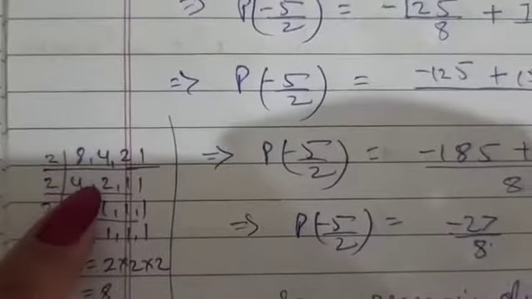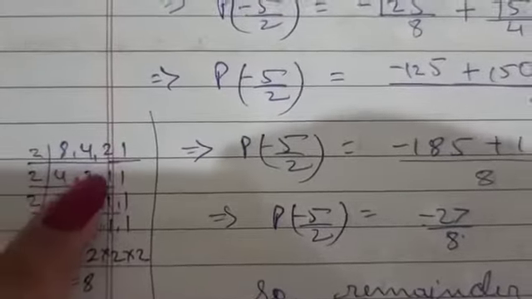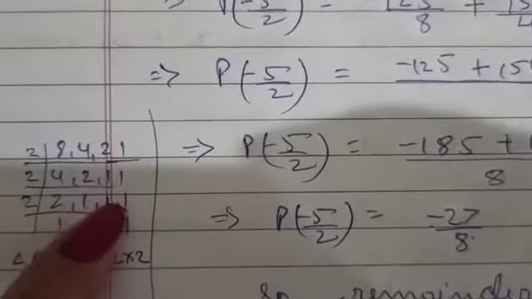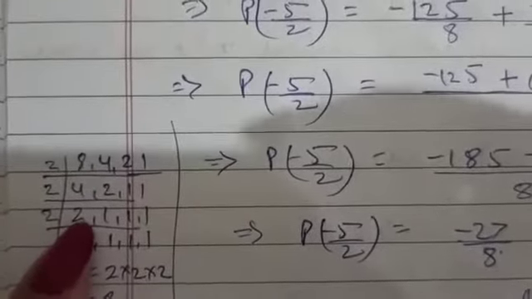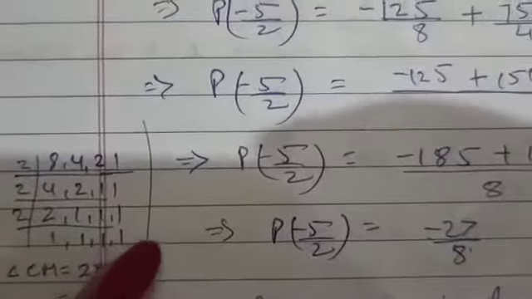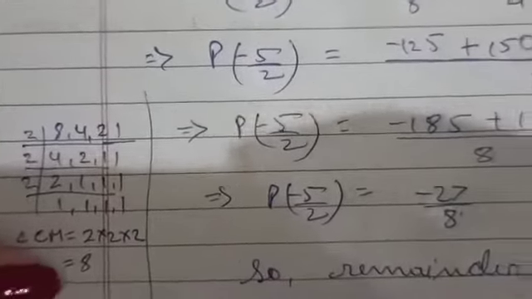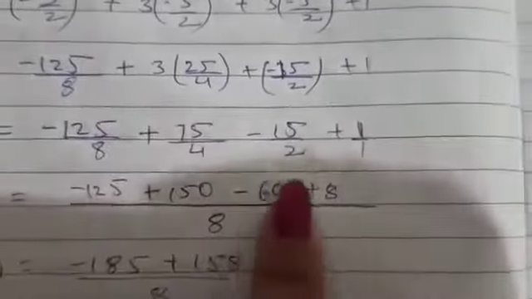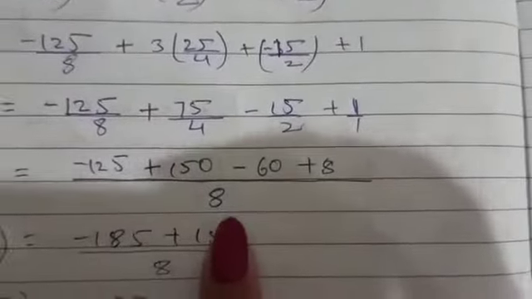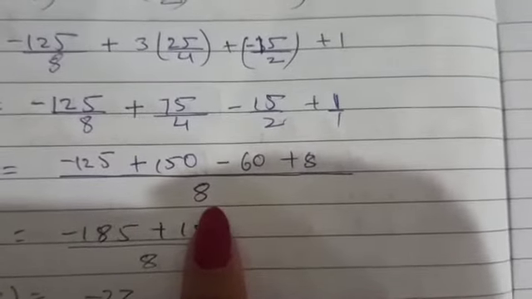So 4 divided by 2 is 2, 2 divided by 2 is 1, and 1 as it is. Now again this 2 is divisible by 2, so 2 divided by 2 is 1 as it is. So LCM is 2 into 2 into 2, which is 8. So LCM of the denominators of all the fractions is 8. So write 8 here.